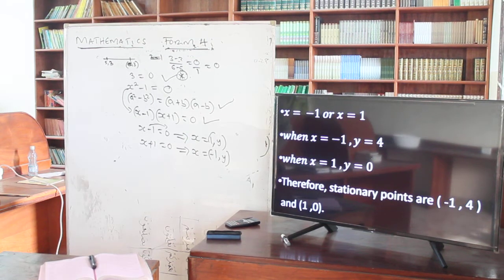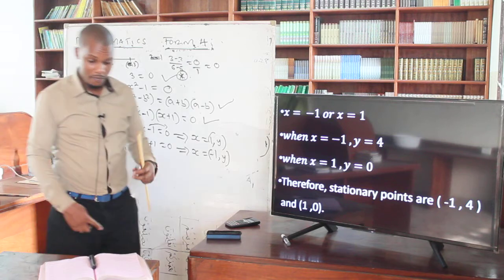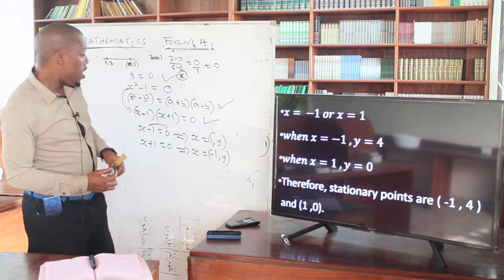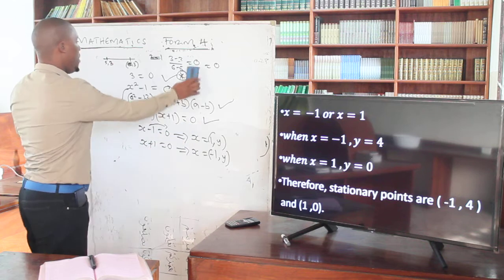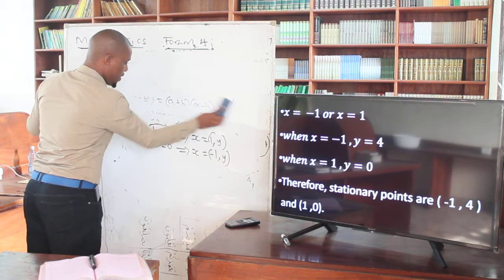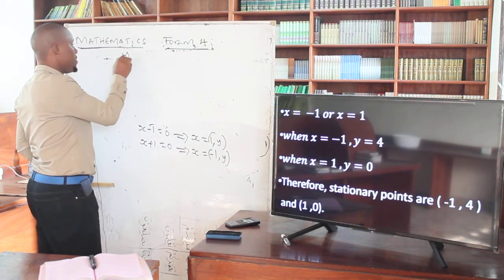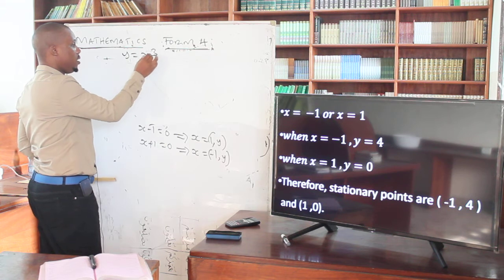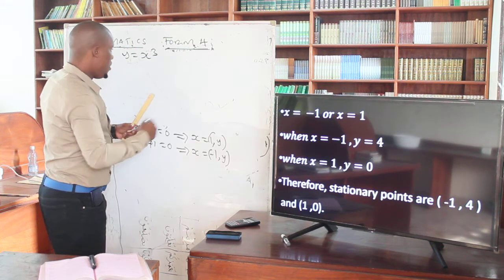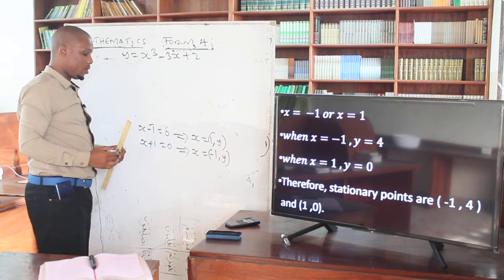So welcome back to the second part of the video, and we insisted that you're going to work out now the value of y. And this is what we're insisting. You will go back to the main equation. Remember our main equation was what? Our main equation was y is equals to x cubed minus 3x plus 2. That was our main equation.